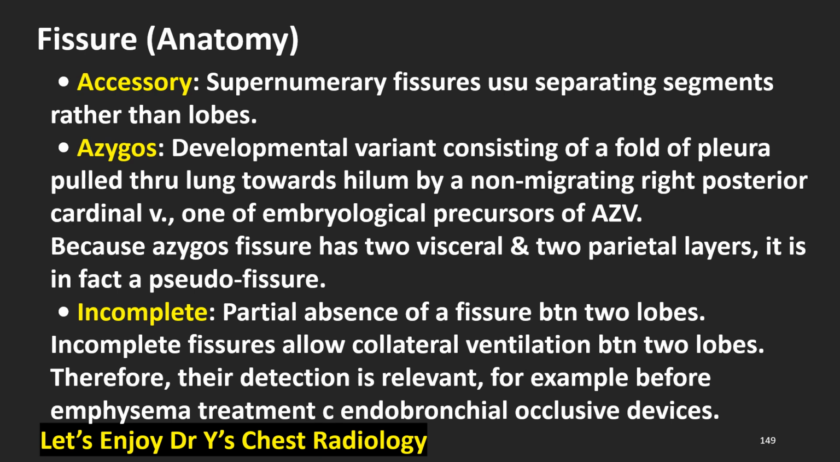Incomplete fissure, partial absence of a fissure between two lobes. Incomplete fissures allow collateral ventilation between two lobes. Therefore, their detection is relevant, for example, before emphysema treatment with endobronchial occlusive devices.